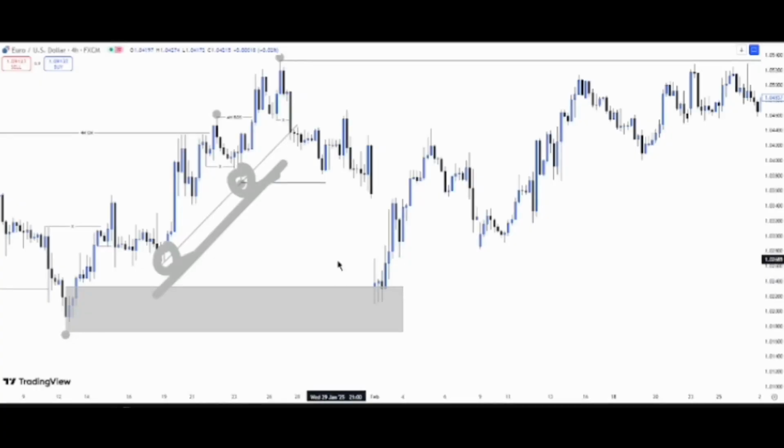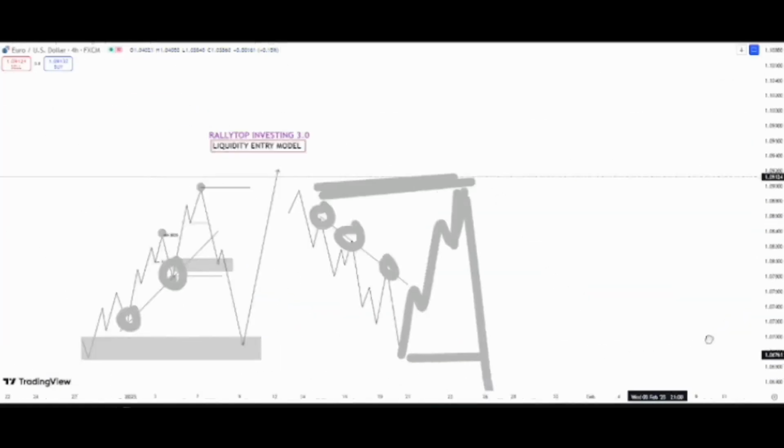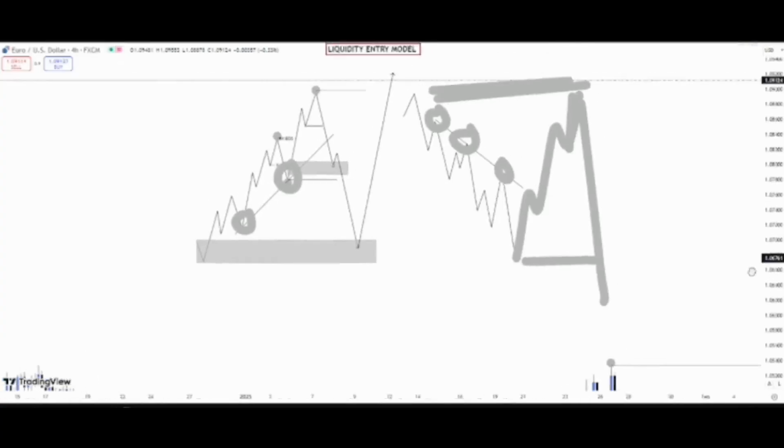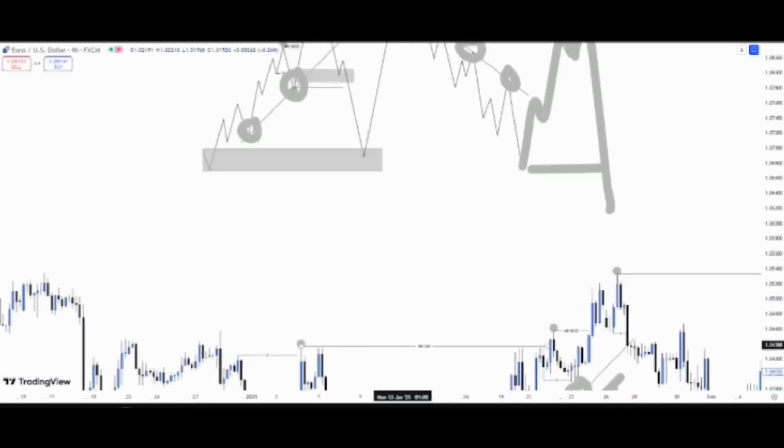Now let's get back to the whiteboard and let me show you what I mean by equal highs and equal lows. Okay, let me use this space here to tell you about that. What I mean by equal highs and equal lows is, for example, price is doing something like this.